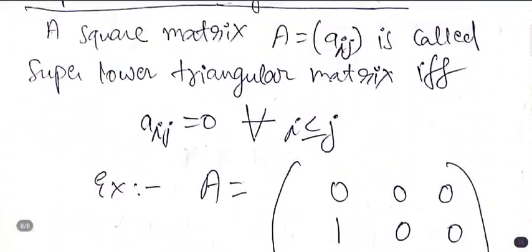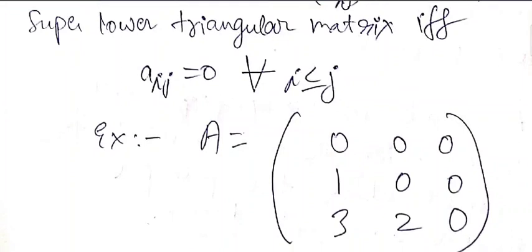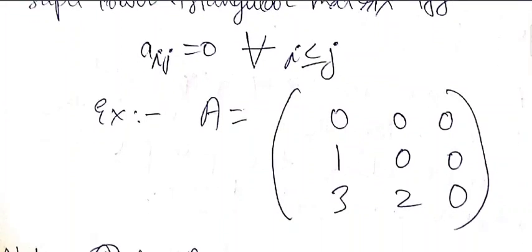So we are towards the end of the class. Now super lower triangular matrix: a square matrix A equal to Aij is called super lower triangular matrix if and only if Aij equal to 0 for all i smaller than or equal to j. Now this is just the opposite of super upper triangular matrix. Just opposite means instead of i greater than or equal to j we have this.